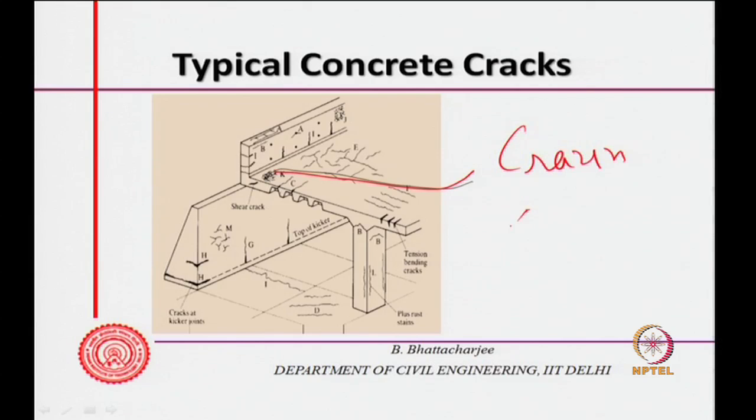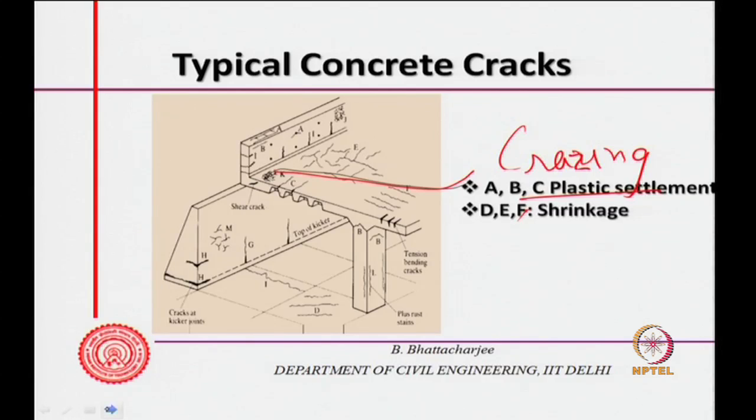You can see very fine cracks, surface cracks, crazing, C-R-A-Z-I-N-G, fine crazing. These are surface cracks. This also comes because of shrinkage, but D, E, F. So, this is E, and D is here, D, E and F is here. These are shrinkage cracks. So, shrinkage cracks might appear like this.